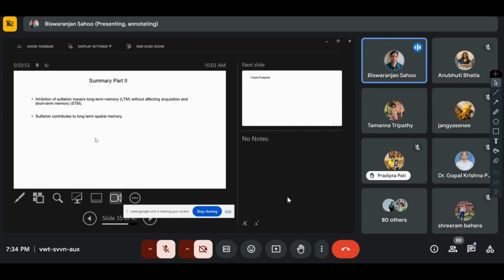Sir, is there any way to increase the tyrosine sulfation? If it improves LTP or long-term memory, is there any way we can sulfate the tyrosine present in proteins like alpha-actinin, to induce more sulfation so that memory can be improved if someone is facing problems?